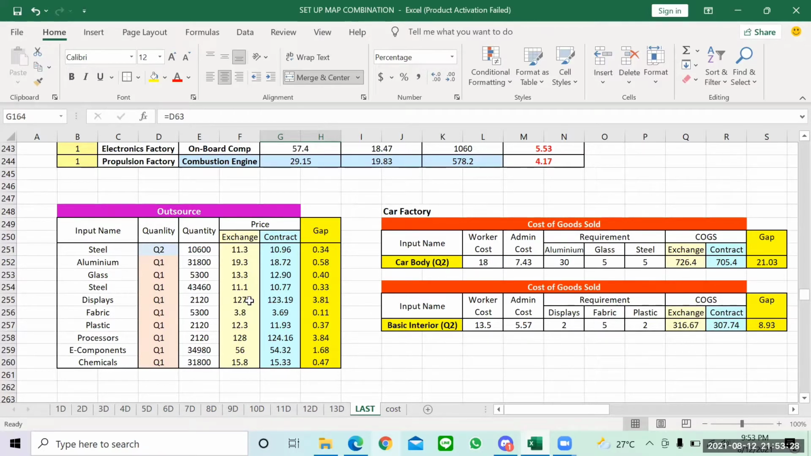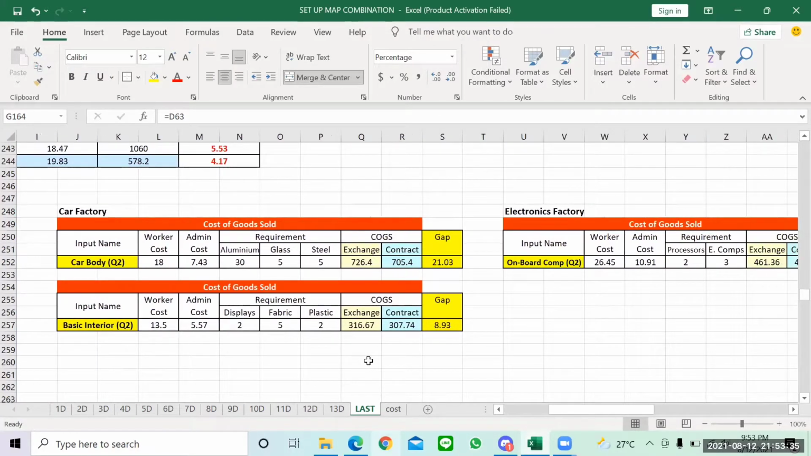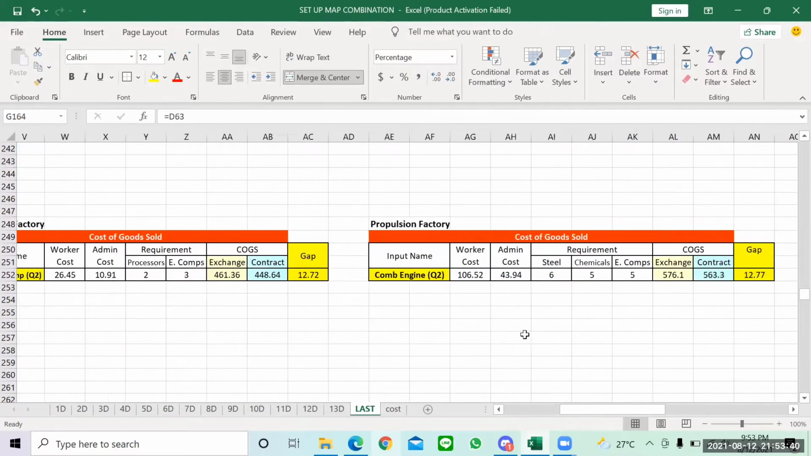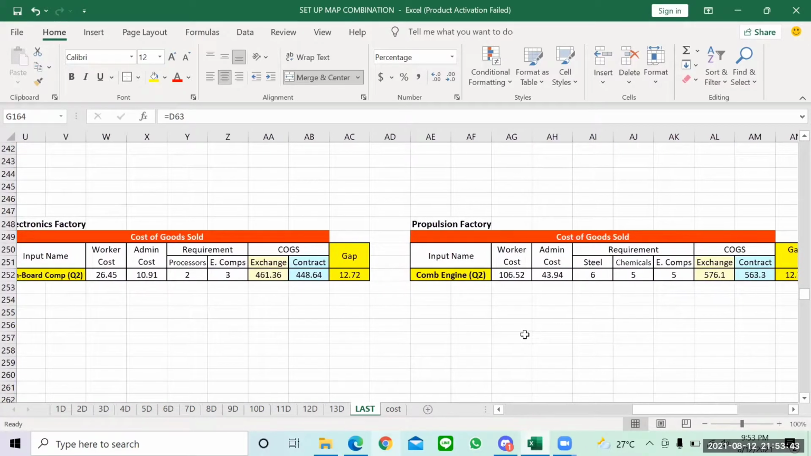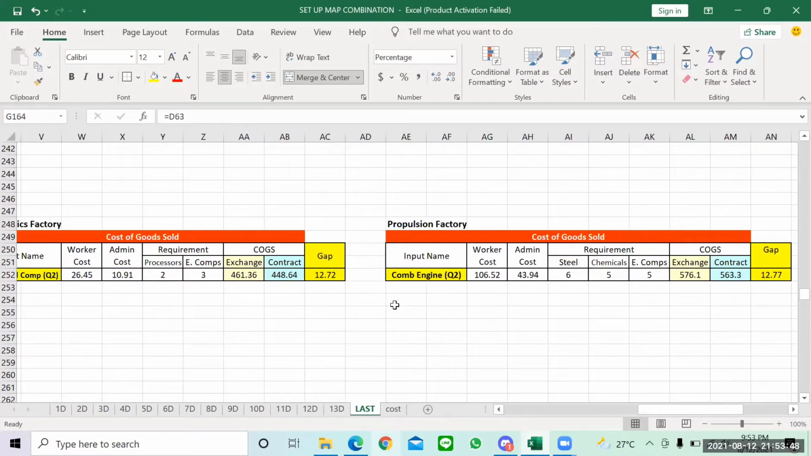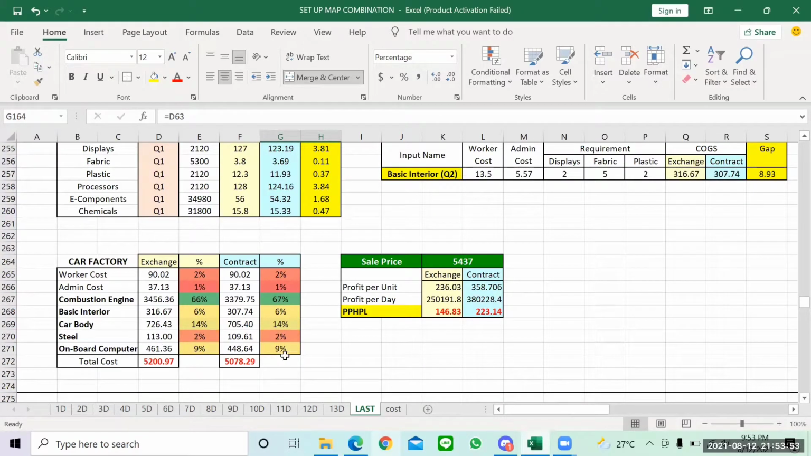Quality one and quality two, and the quantity. And I think the sourcing cost is almost the same, just different administration costs. And this is the proportion of factories. Okay, now we go to see the sourcing cost or the total cost. It's 5,200 and by contract it is 5078.